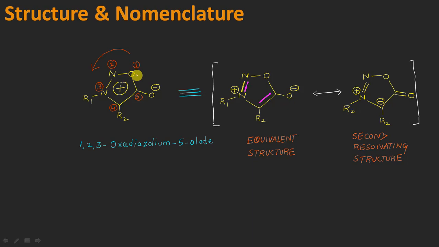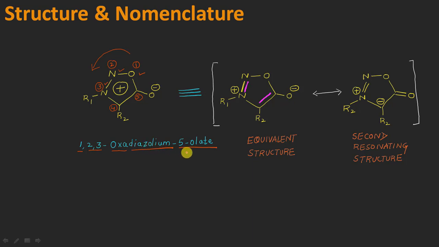Okay, and now you can see here that on one position we are having oxygen, so it will be 1 oxa, and on position 2 and 3 here we have 2 nitrogen atoms. This means it will be a diazo, so we can write here diazolium, and on position 5 there is present the single bond oxygen negative, that is the exocyclic atom, so we will be calling it as the 5 olate. Okay, so the whole name of this sydnone molecule will be what? It will be 1,2,3 oxadiazolium 5 olate.